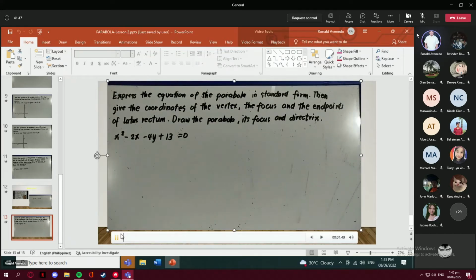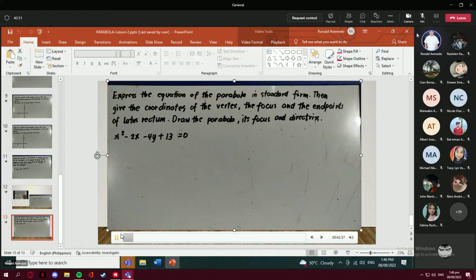Next problem is: express the equation of the parabola in standard form, then give the coordinates of the vertex, the focus and the endpoints of latus rectum. Draw the parabola, its focus and directrix. So the given equation is x squared minus 2x minus 4y plus 13 is equal to 0. Since x here contains the exponent of 2, our graph is either open upward or open downward.